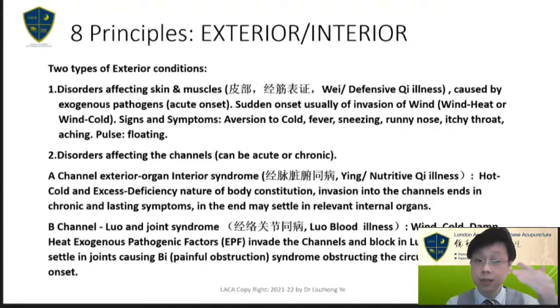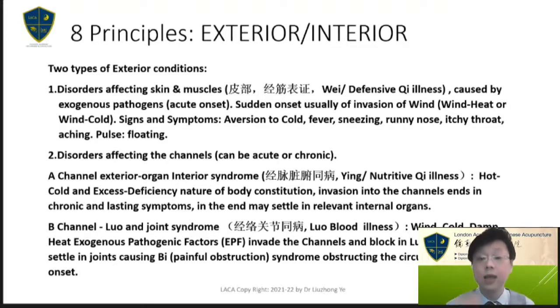But when the cutaneous skin 皮部 conditions subside, or they develop further, then they will go into the channels. Then the illnesses develop more deeply. So then it comes to those disorders affecting the channels. They can be acute or chronic. So then you see actually two deviations from here. The first one, what I call a channel exterior organ interior syndrome. That means the channels or meridians along with the relevant internal organ illnesses.